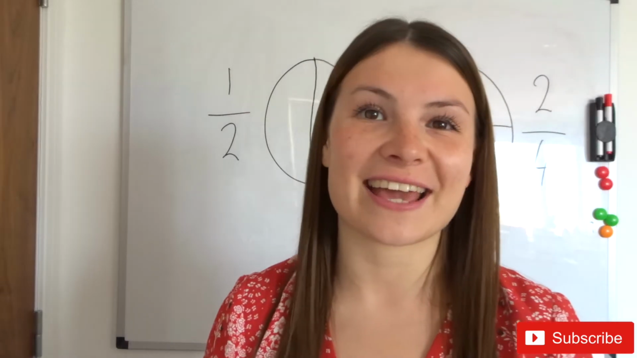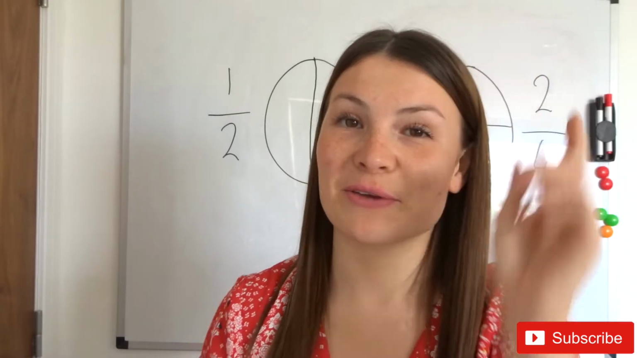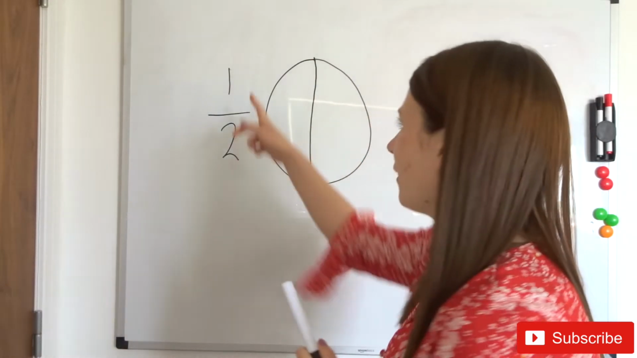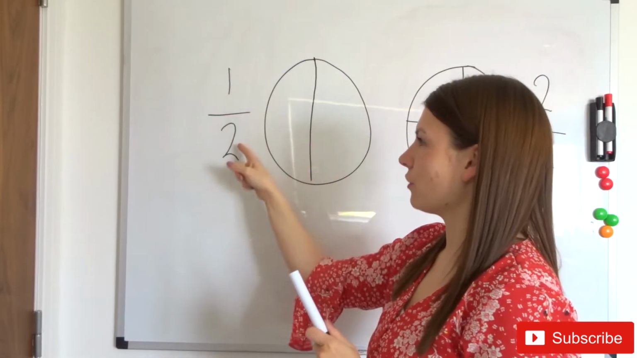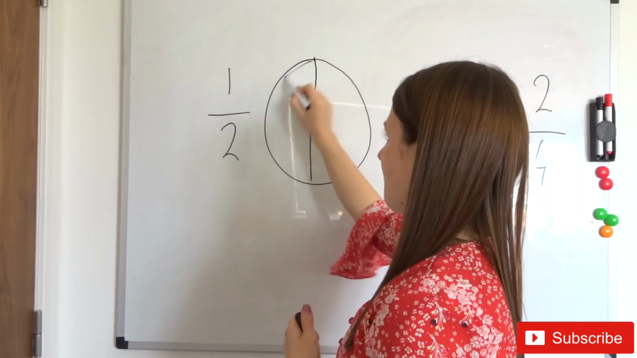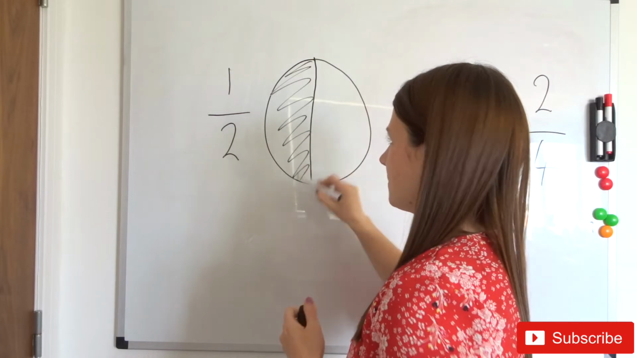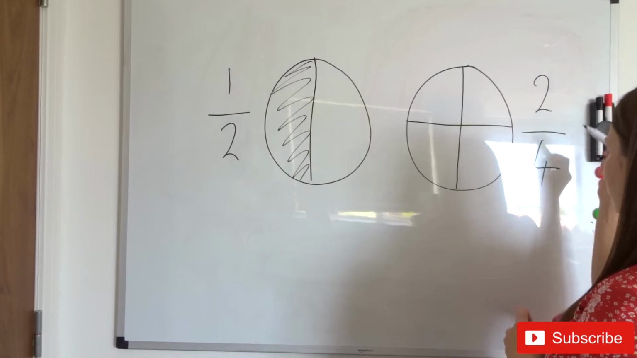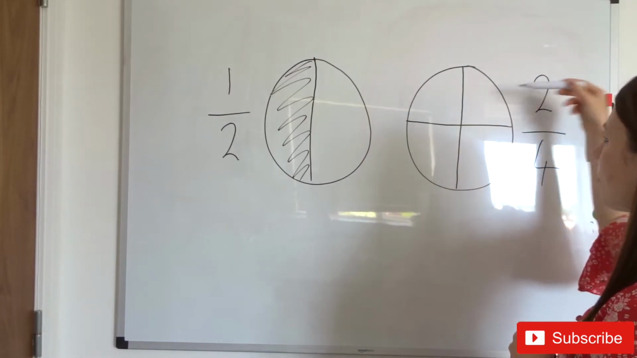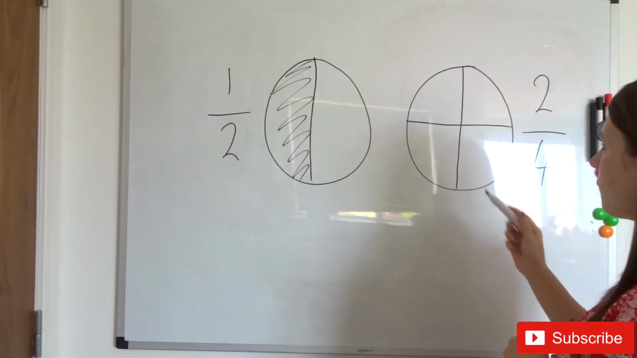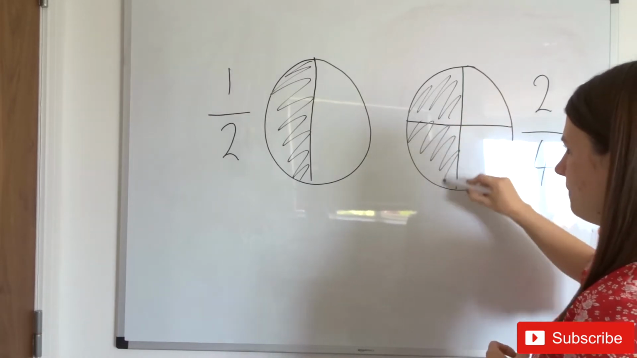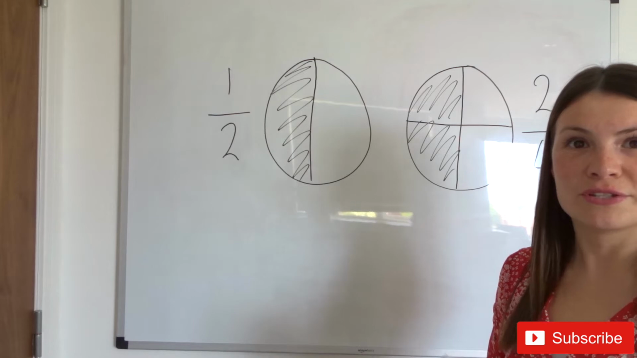So let's do this together to find out who's eaten the most. You may have discovered something. I have eaten 1/2, so one section of the two pieces. So that's how much I've eaten. Okay, let's go over to my friend. My friend has eaten 2 parts of the 4 pieces. Who's eaten the most?